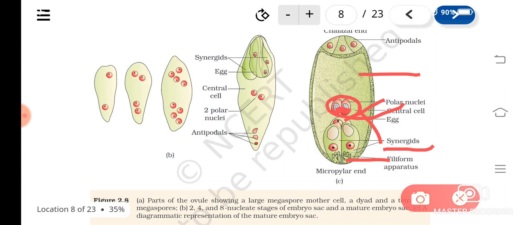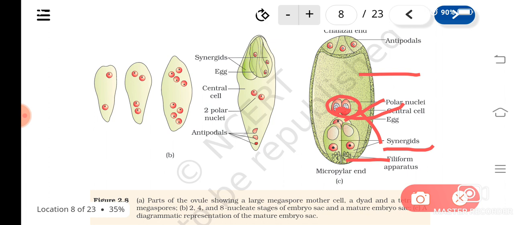What is it? Primary endosperm nucleus. And what will be the ploidy of that? It will be triploid. Okay, and it is used for what? It is used for the growth of endosperm, the nutritive tissue. Is it clear? So this is what happens after the pollen grain germination happens.